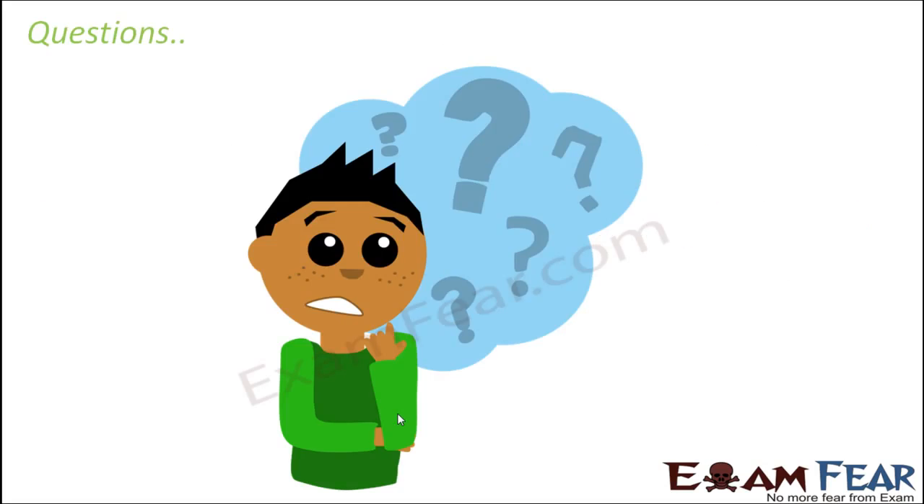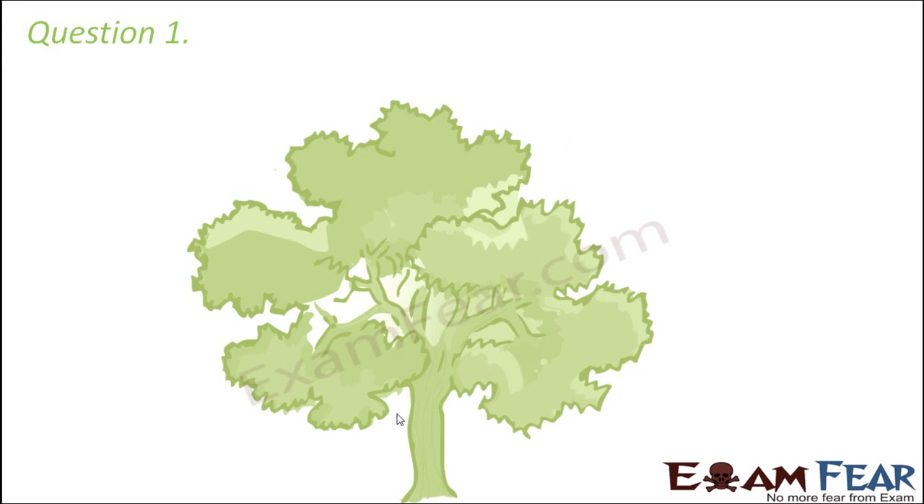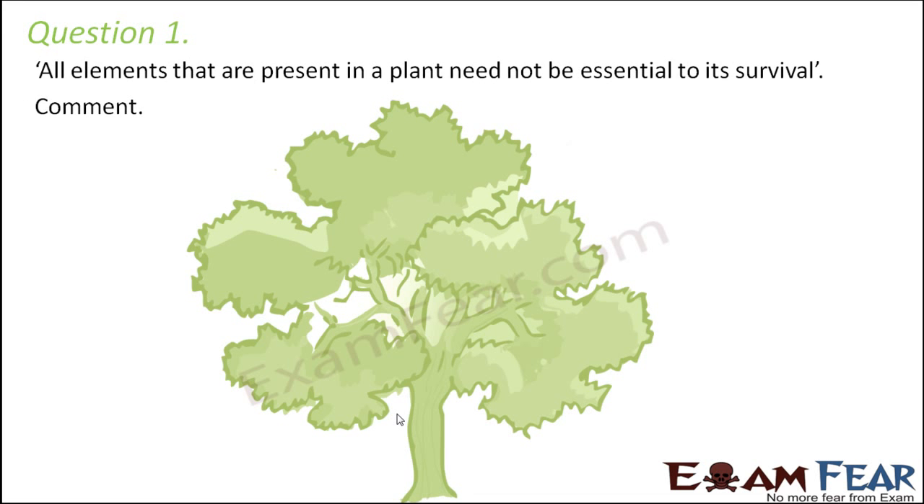So now it is time for some questions. However, I think most of the questions have already been answered during the course of the lesson, but still a few of them we will quickly look at. Question number 1. All elements that are present in a plant need not be essential to its survival.